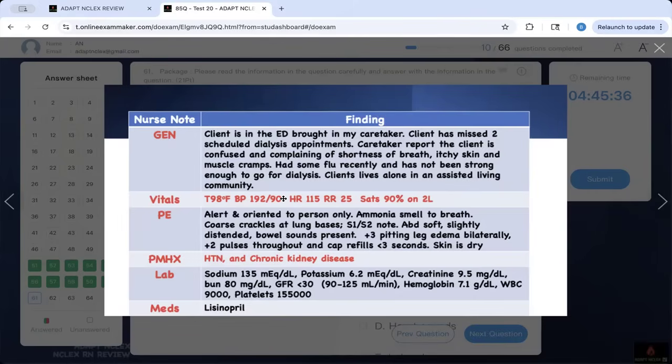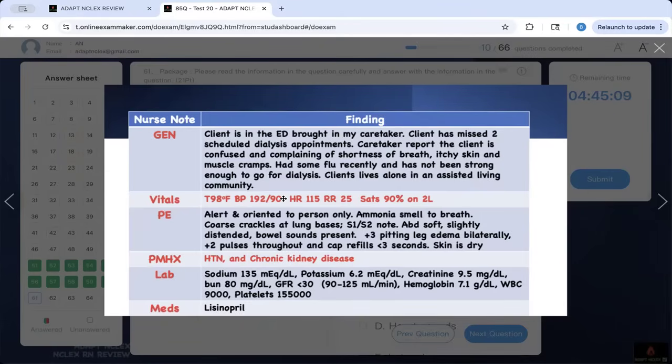Itchy skin is due to what? BUN is increased. Uremia, right? All these things are very, very important. Had flu-like symptoms recently and has not been strong enough to go for dialysis. You're getting sick. Client lives alone in assisted living. These are the vitals: tachycardia, saturation 90 on 2 liters. Patient is alert and oriented to person only. It smells like ammonia, right?